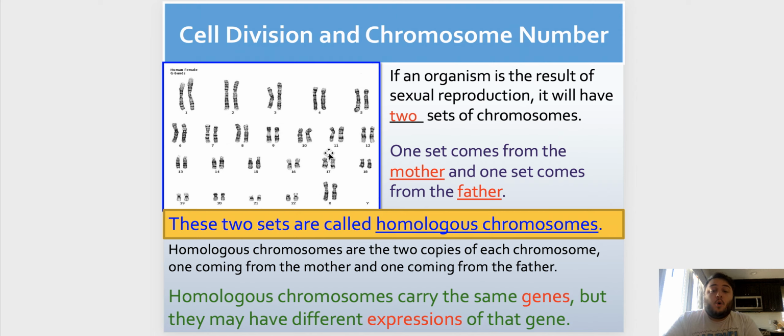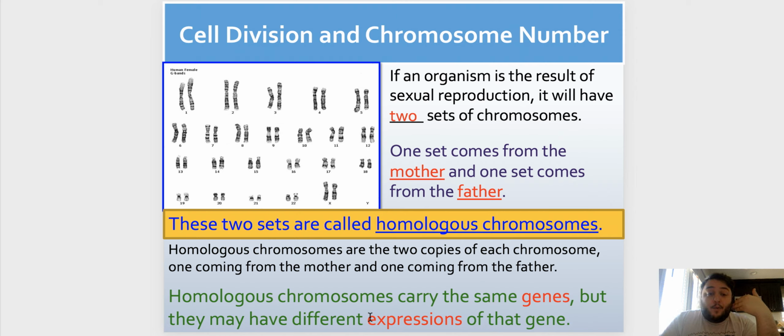And these sets are called homologous chromosomes. Homologous means the same, right? Homologous chromosomes are the two copies of each chromosome. One copy comes from the mother, one copy comes from the father, right? They carry the exact same genes, but they may have different expressions of that gene. What that means is that you can have a chromosome that carries the gene for blue eyes and the gene for brown eyes, right? That chromosome has the gene for both. But the expression of that gene, so what actually happens, what you see, could be different, right?